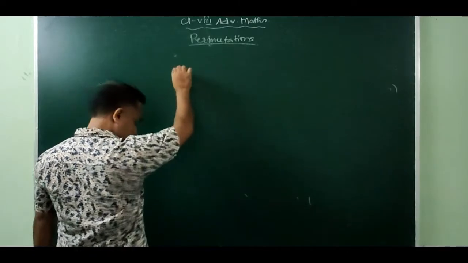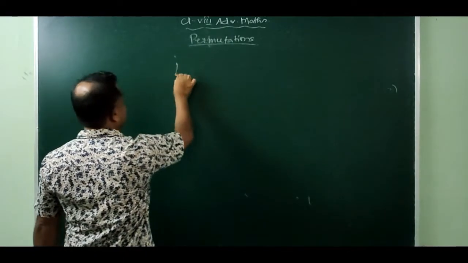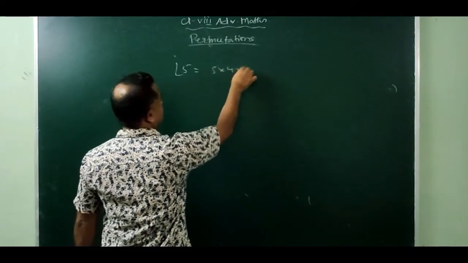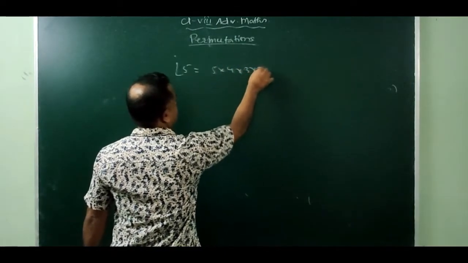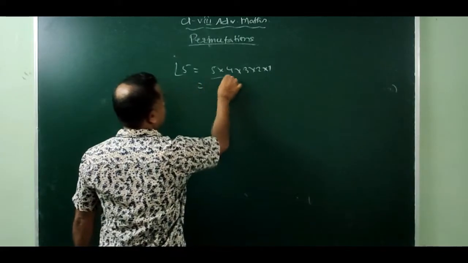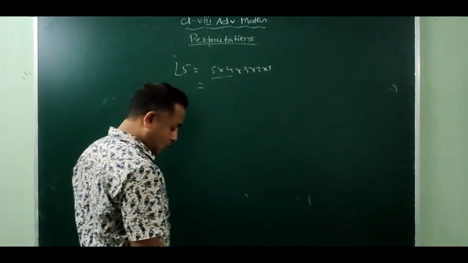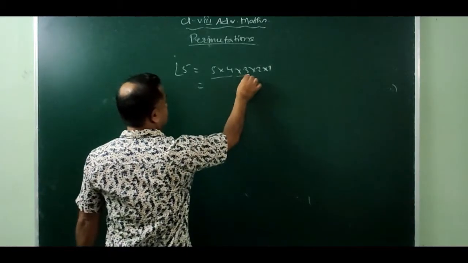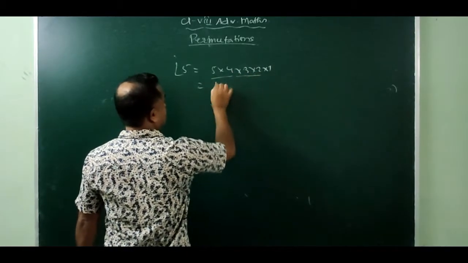Another one is 5 factorial. That is 5 into 4 into 3 into 2 into 1. 5 times 4 is 20, 20 into 3 is 60, 60 into 2 is 120.